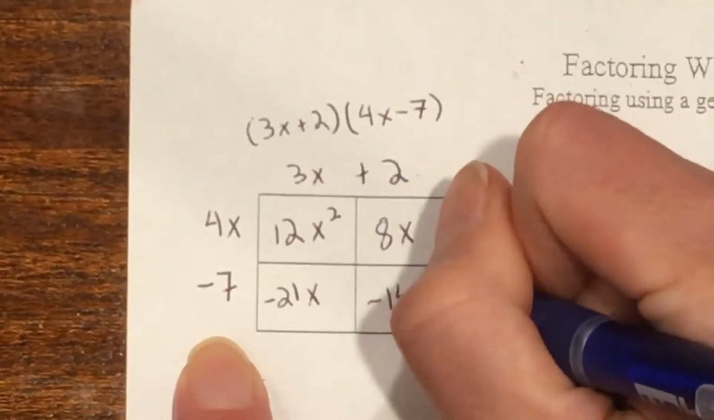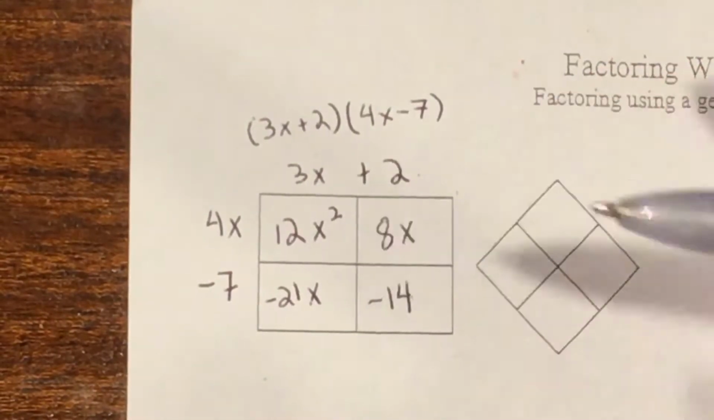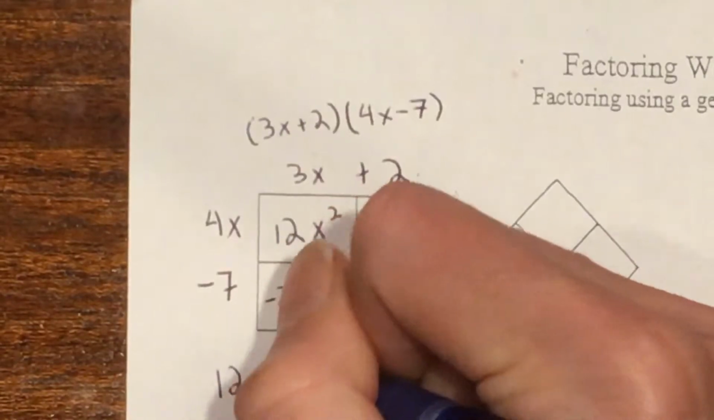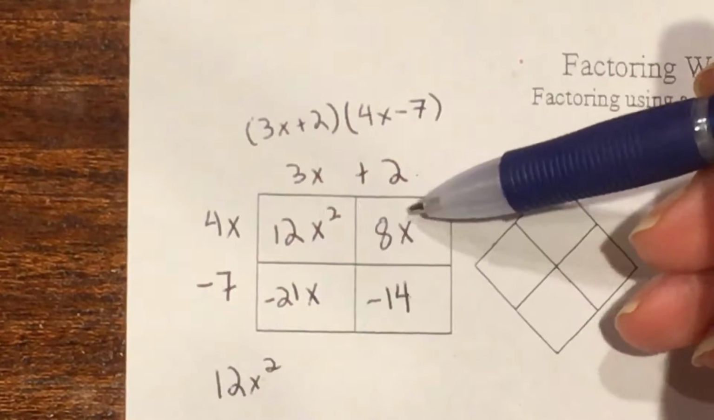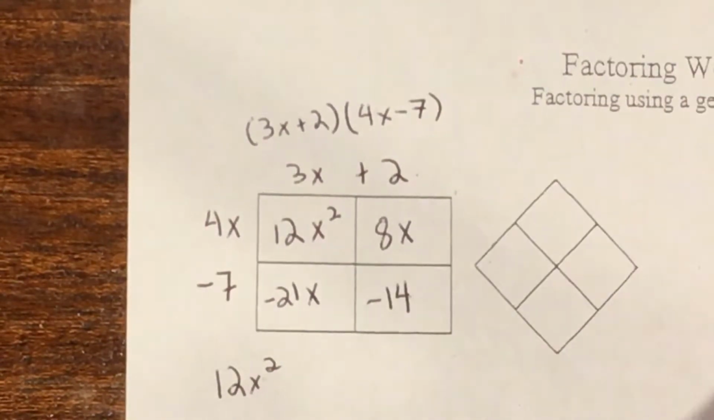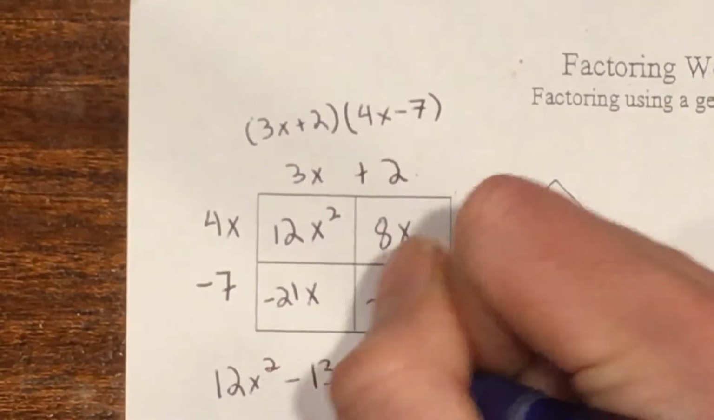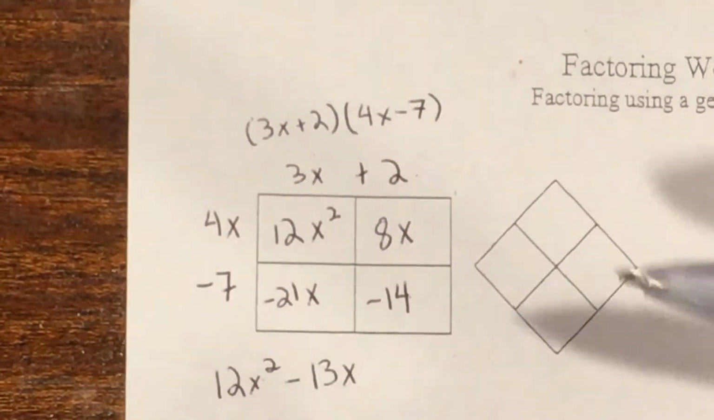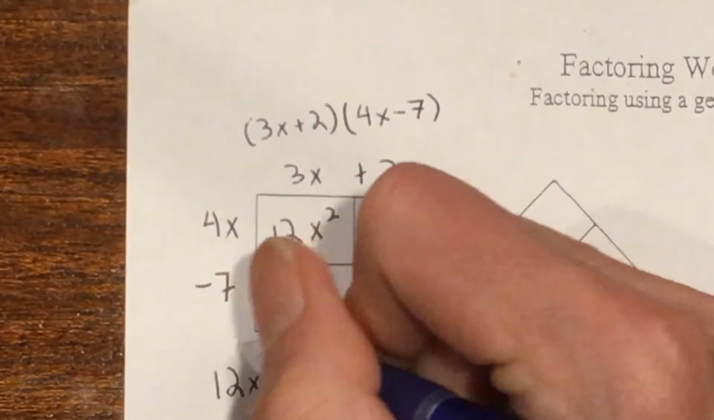So when I go to write out my final answer, I'm going to start with my biggest exponent, 12x squared. And then I'm going to move on. And notice that I have negative 21x and a positive 8x. These are like terms, so I'm going to combine them because they're like terms. That will give me negative 21 plus 8, negative 13x. And then this last box here doesn't have any like terms, so it's my last term. There's my final answer when I go to multiply.